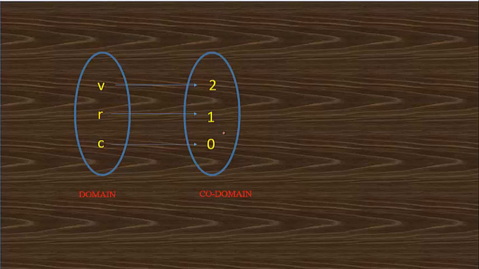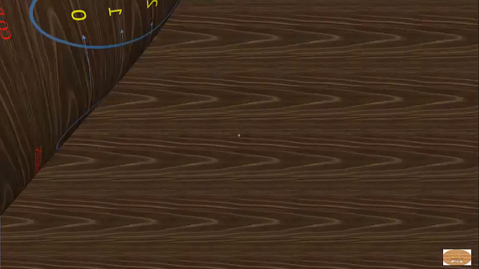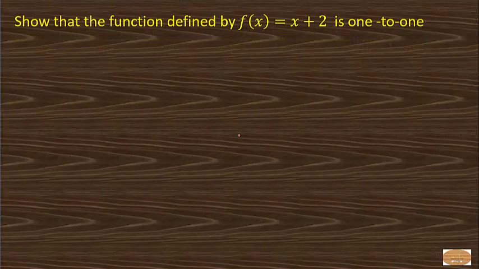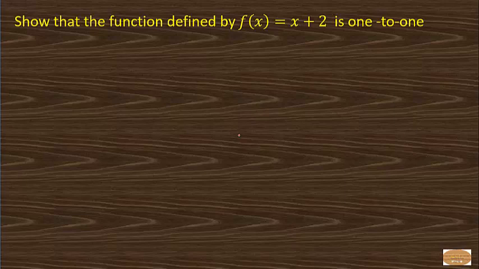Yeah, so this one is a typical one-to-one function. Each member in the domain has only one image, so one-to-one. Alright, so let's solve examples. Now the first one, we have to show that the function defined by this is one-to-one.